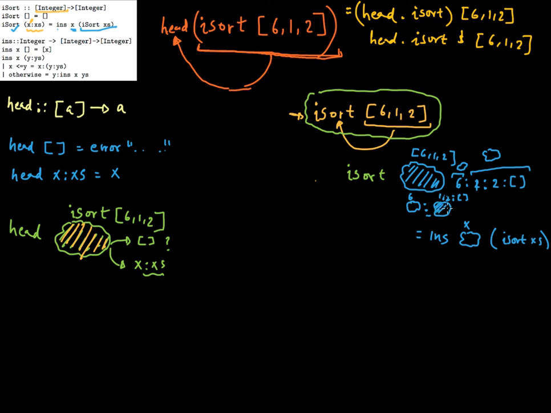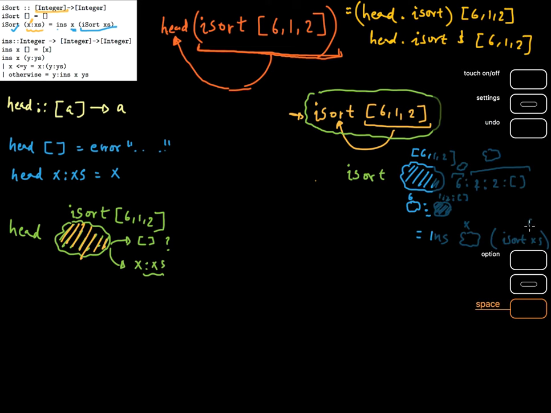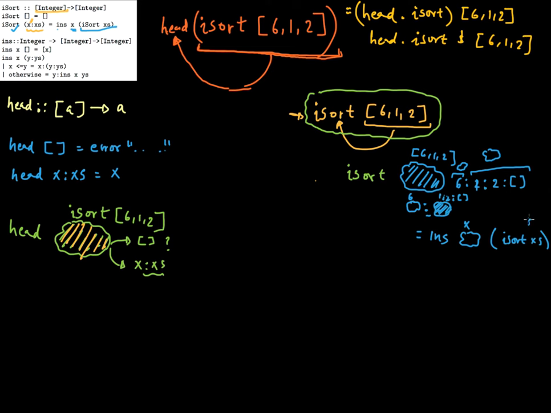This blue shaded thunk is exactly this piece over here, which I'm calling iSort. The first thing that I do here is I'm saying insertion on that item x there, and my second parameter is this unevaluated thunk, which is iSort of xs. What does the function insertion do at this point?